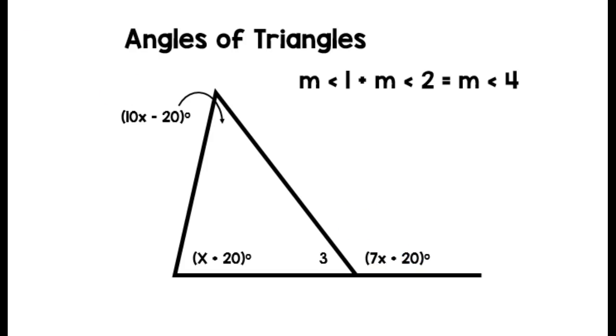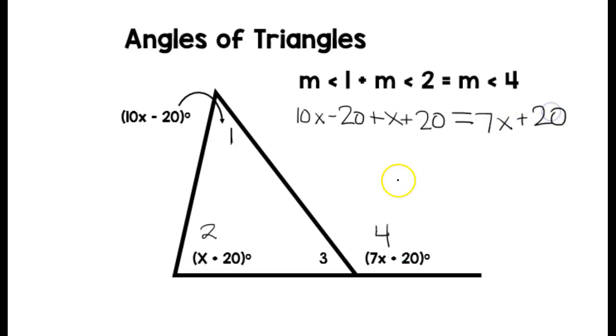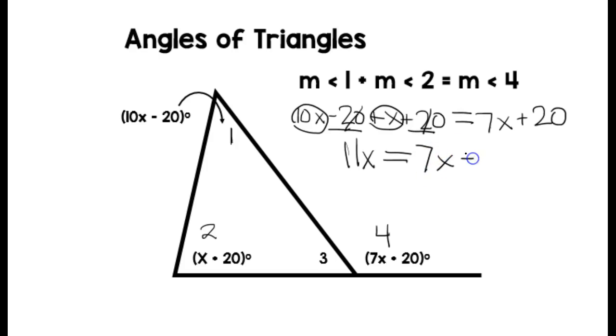So let's go ahead, let's try this problem here. We know that the measure of angle 1, so let's call this one 1, let's call this one 2, we have 3, and then we have our angle 4 here. So the measure of angle 1, we know, is 10x minus 20, plus the measure of angle 2, which is x plus 20, and that's going to equal 7x plus 20. First thing we need to do here is to combine like terms. We have a 10x and an x. That's going to give us 11x, and then we have a negative 20 plus a positive 20. That's going to cancel out to 0. So we have 11x equals 7x plus 20.